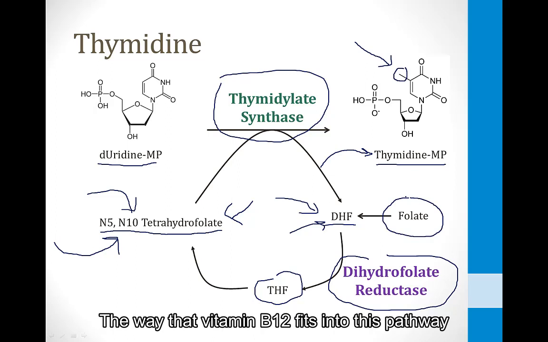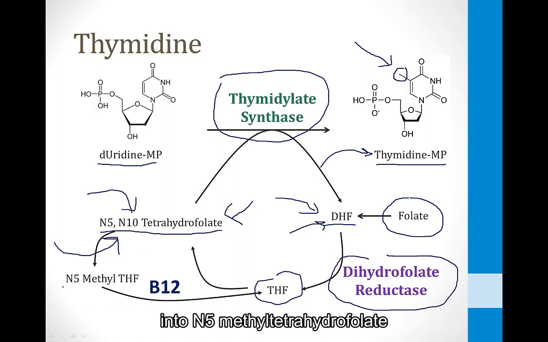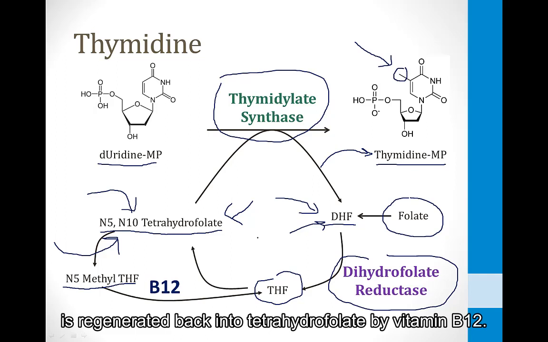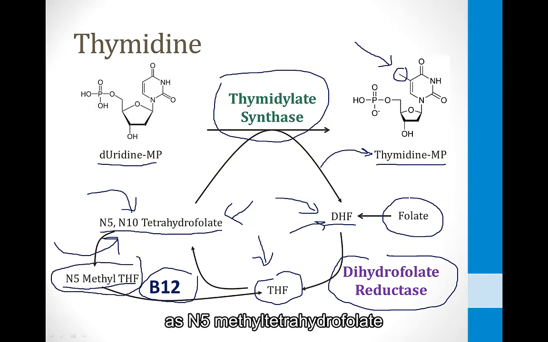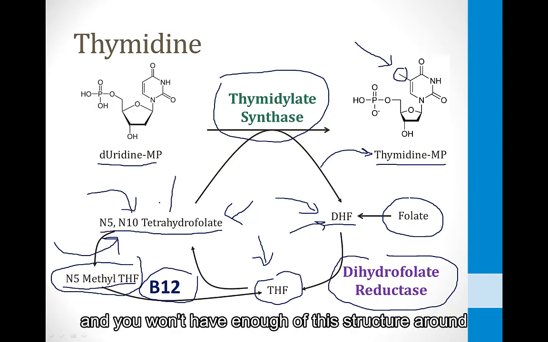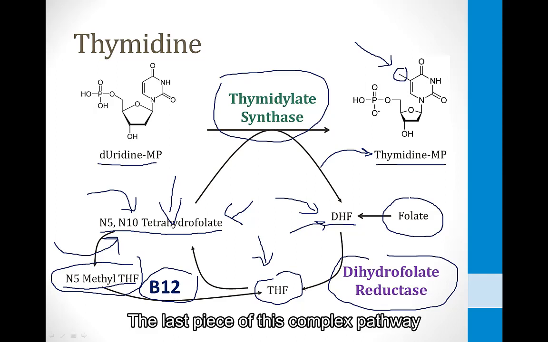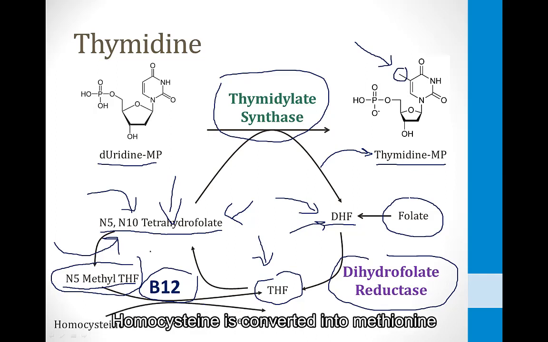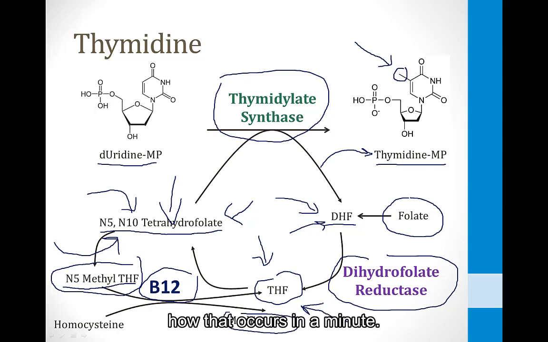The way that vitamin B12 fits into this pathway is that N5-N10 tetrahydrofolate can be converted into N5-methyl tetrahydrofolate, and then the methyl tetrahydrofolate is regenerated back into tetrahydrofolate by vitamin B12. So if you lack vitamin B12, all your folate will get tied up or trapped as N5-methyl tetrahydrofolate, and you won't have enough of this structure around in order to synthesize thymidine. The last piece of this complex pathway involves the amino acid homocysteine. Homocysteine is converted into methionine in the process of regenerating tetrahydrofolate by vitamin B12, and we'll talk more about how that occurs in a minute.